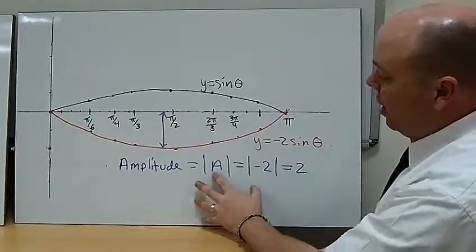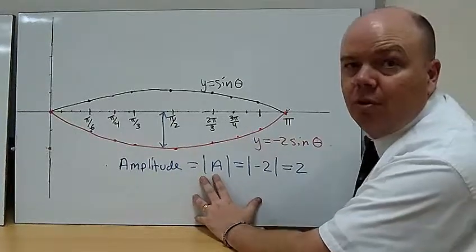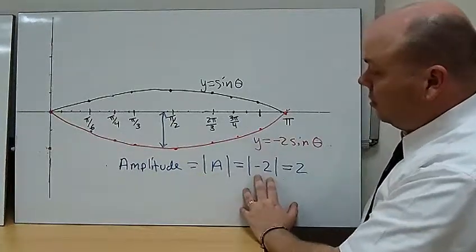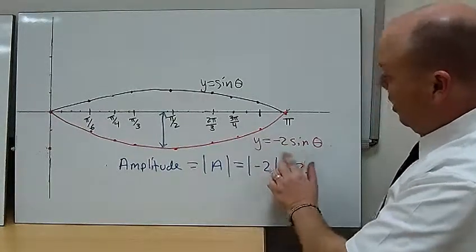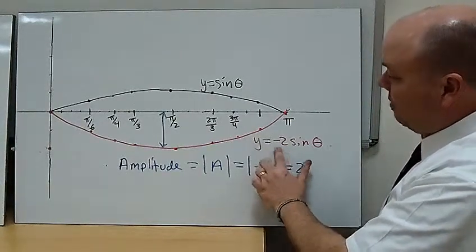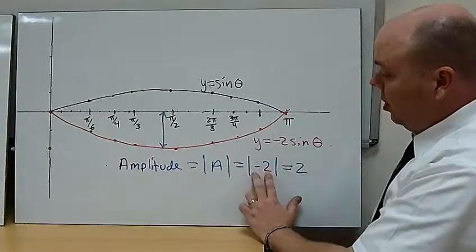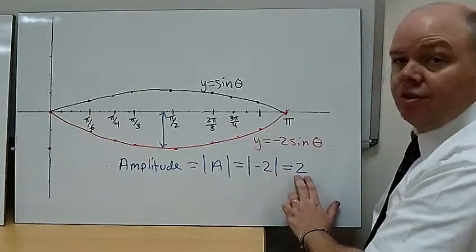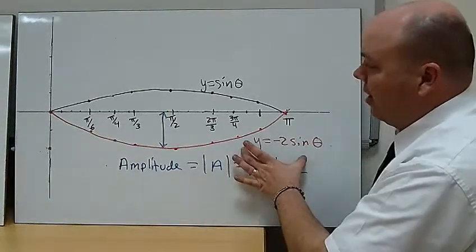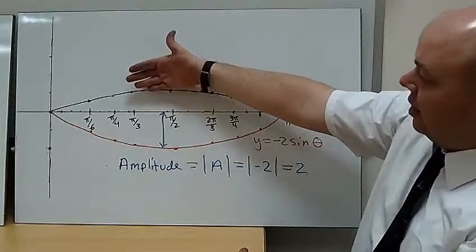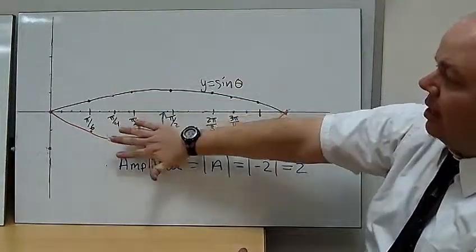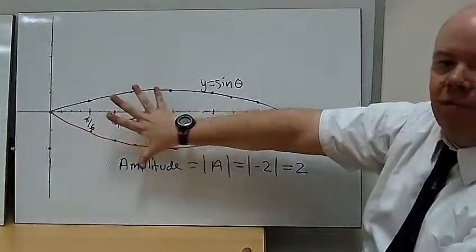So the amplitude of this graph, amplitude is equal to the absolute value of a. The a value for this graph is negative 2. So the absolute value of negative 2 is 2. So our amplitude for this graph is 2. And again, the negative 2 has the effect of reflecting the graph down and stretching it vertically.